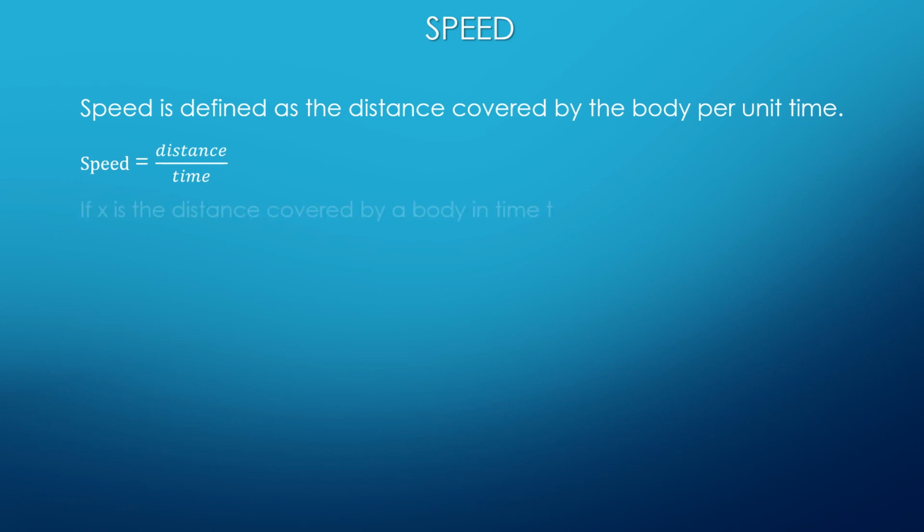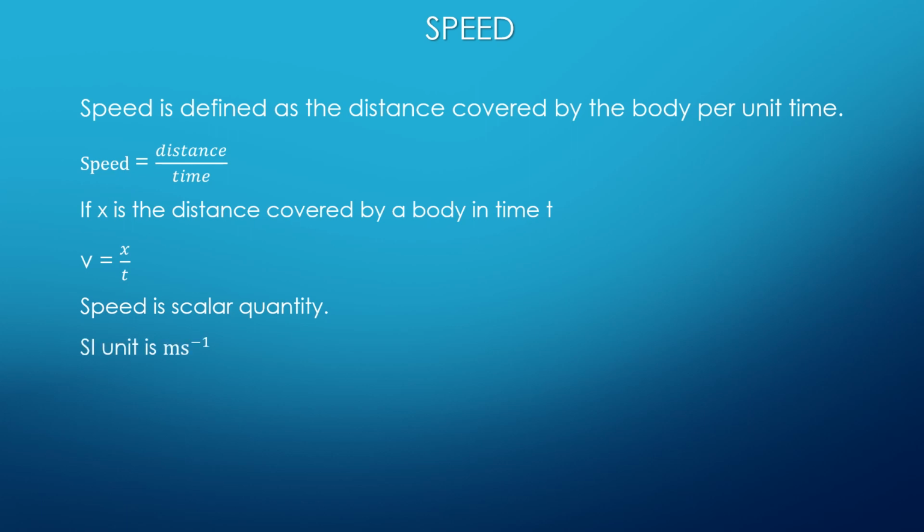We understand if x is the distance covered by a body in time t, then speed can be given as x, that is distance, divided by t, that is time. Speed is a scalar quantity as it has only magnitude, not the direction. The SI unit of speed is meter per second. This speed can be positive or zero but cannot be negative.